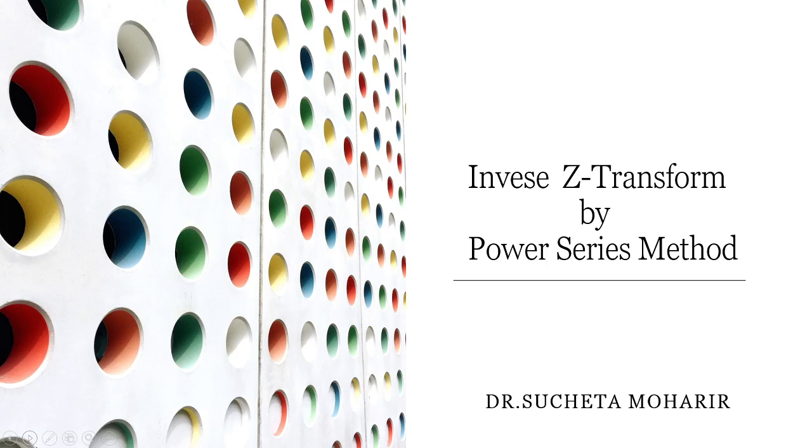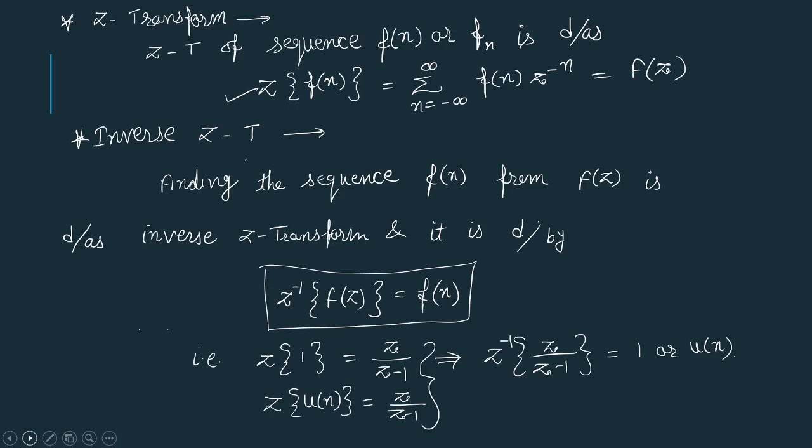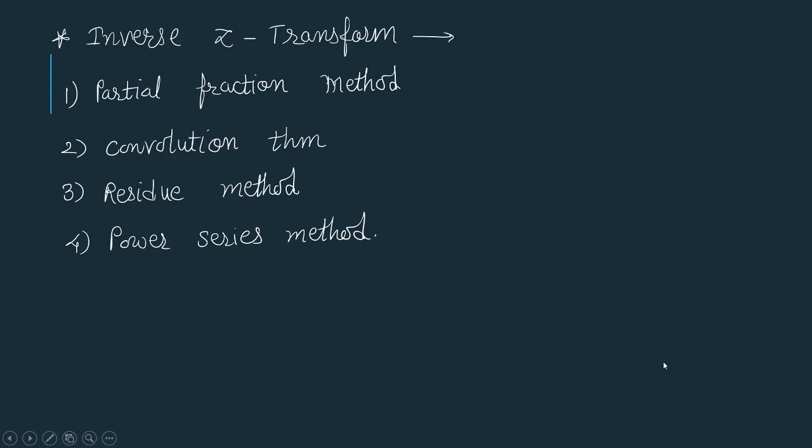Welcome you all in the video lecture on the topic Inverse Z transform by power series method. Z transform is defined as Z transform of f of n equal to summation n equal to minus infinity to infinity f of n z to the power minus n, its value equal to capital F of z, and Z inverse of capital F of z equal to f of n. Z transform of 1 and u of n is z upon z minus 1, then Z inverse of z upon z minus 1, its value equal to 1 or u of n.